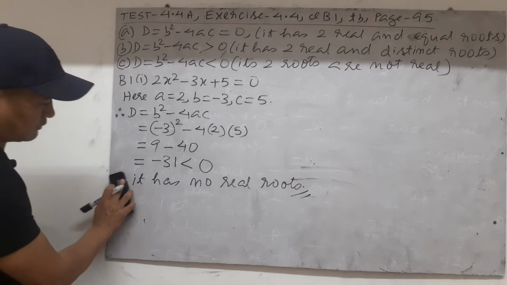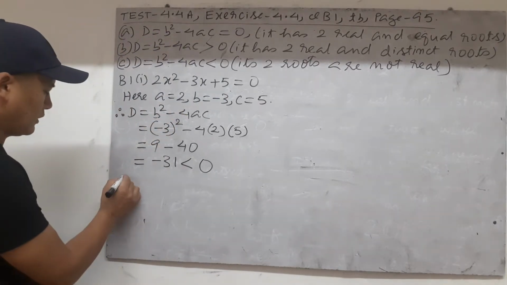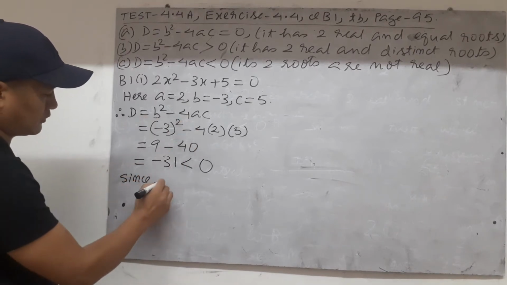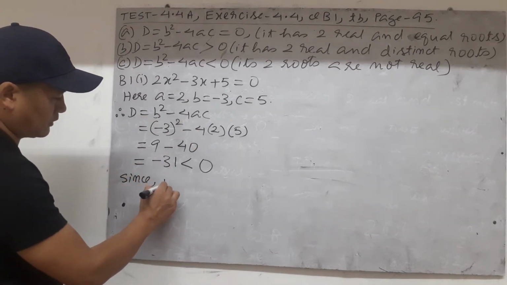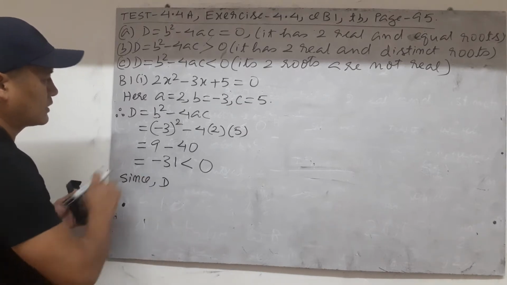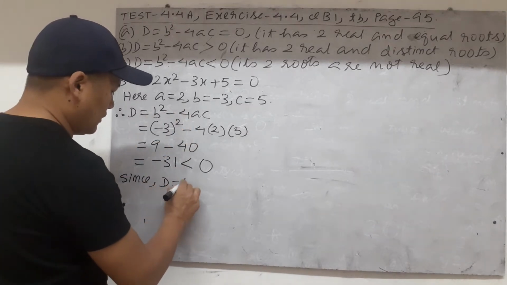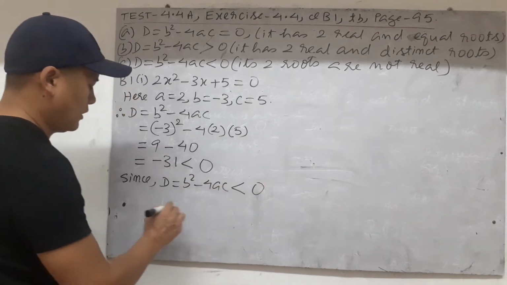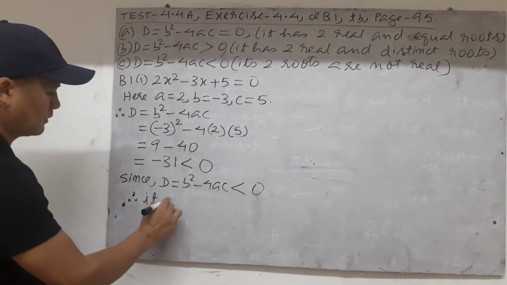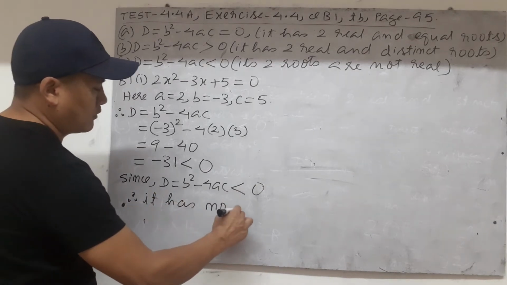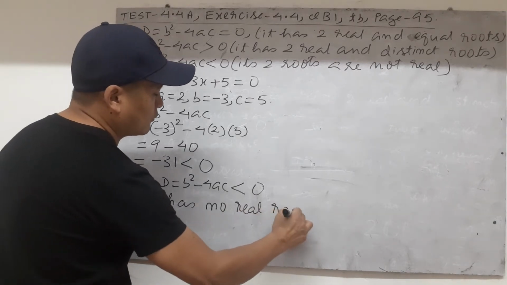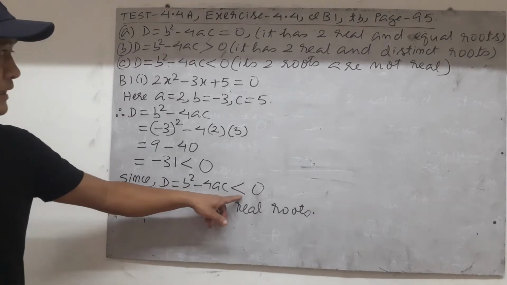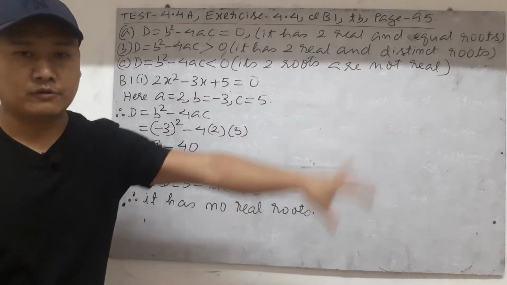Okay, so wait 1 minute before you write that. You can just write properly once. Since d is equal to b square minus 4ac, we calculated and found out minus 31, means less than 0. Therefore, it has no real roots. How do we know? Because we know the third condition. Since d equal to b square minus 4ac is less than 0, it has no real roots.